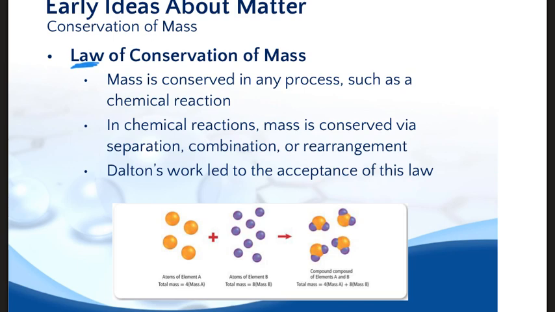So Dalton's work led to the acceptance of this law that, right, whatever mass we start with, and this is what we're going to see here in just a moment, has to equal the mass that we end with. And if it looks like something's disappeared, it's probably because we've produced a gas, right? Or if something suddenly got heavier, well, then it reacted with a gas, right? Because you can't see that. But the mass that you start with has to equal the mass that you end with.